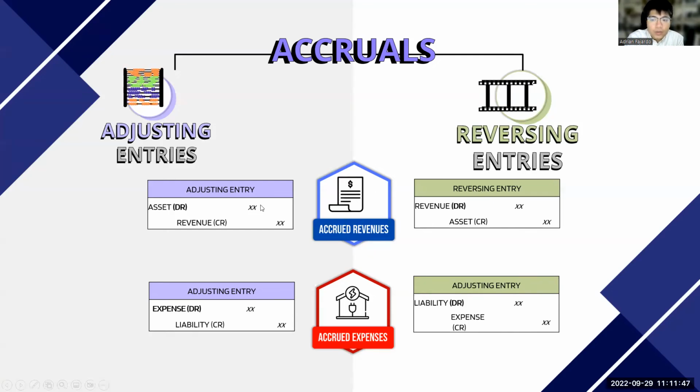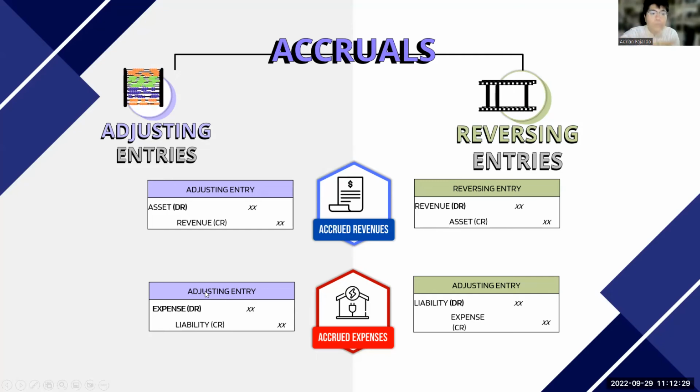We have our accrued revenues, wherein we have an adjusting entry called as debit asset credit revenue. Like for example, an AR, di ba? Accounts receivable, debit, service revenue, credit, right? An example of accrued revenue. For accrued expenses, we have debit expense, credit liability: salaries and wages expense, debit, credit salaries and wages payable, right? So basically, as the name suggests, this happens at the end of the period.